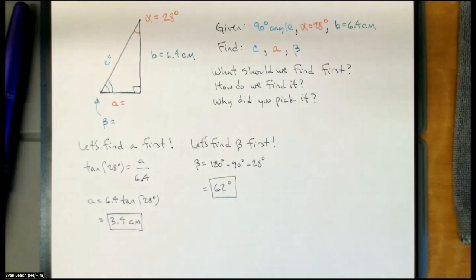Who else found beta first? That was pretty popular. What was the reason that you picked beta to find first? Easier. That's a great answer. All we have to do is subtract, right? Good choice. I like that.